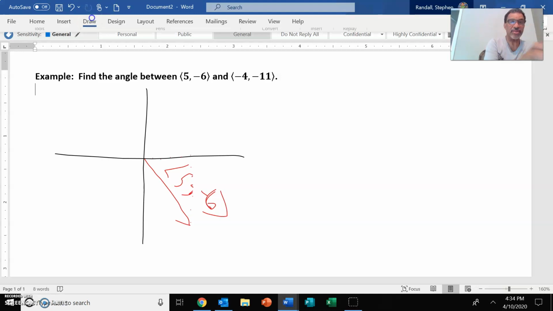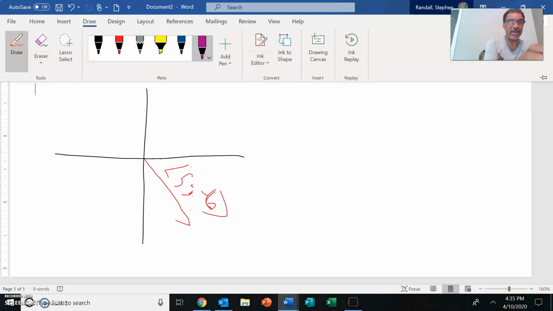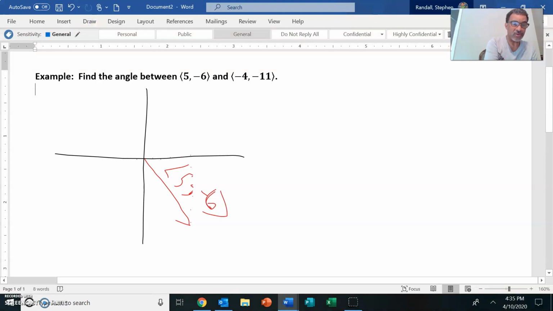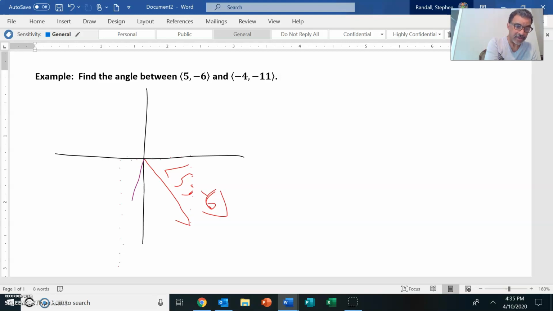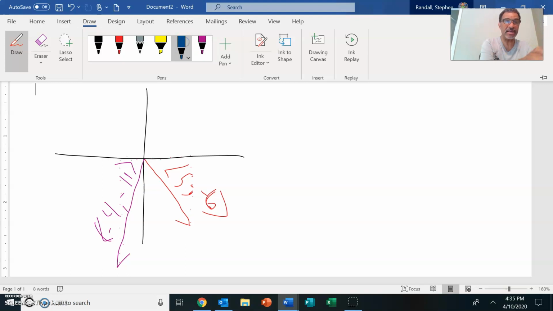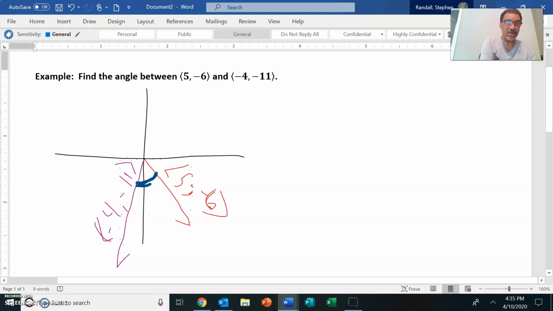And the vector that goes backwards 4 and down 11 would go backwards 4, 1, 2, 3, 4, and down 11. And would look like that. So this would be negative 4, negative 11. And we want to find the angle between them. So the angle that we want to find is this angle. This is the angle we're looking for.